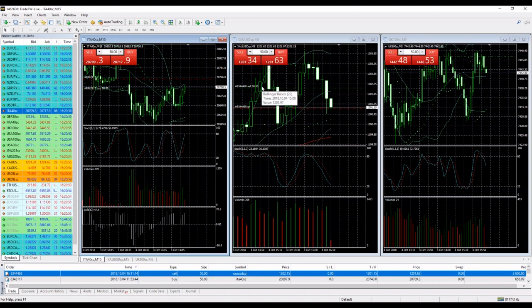We have another 10 minutes to go for the American opening, guys. So let's get ready for the gold position to close, and then we will concentrate on the US indices. Tomorrow we will have a lot of action on the US indices.